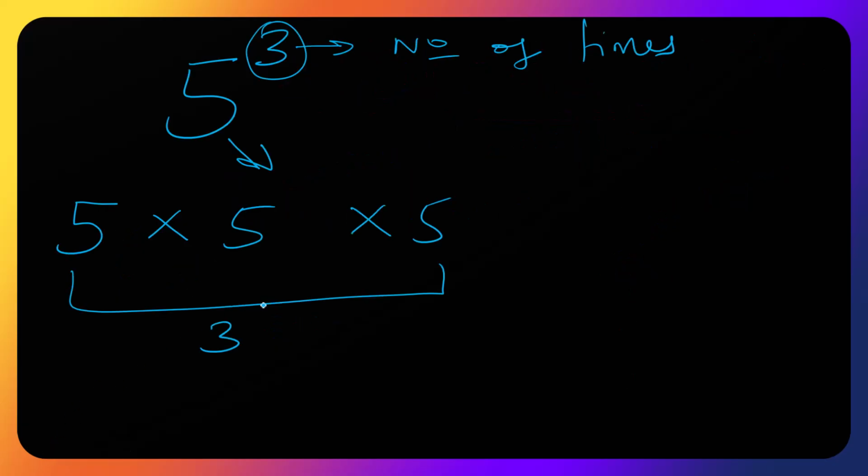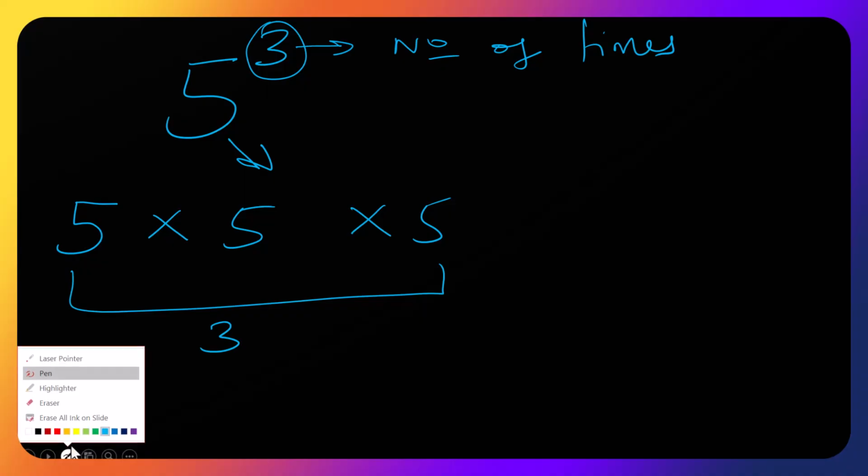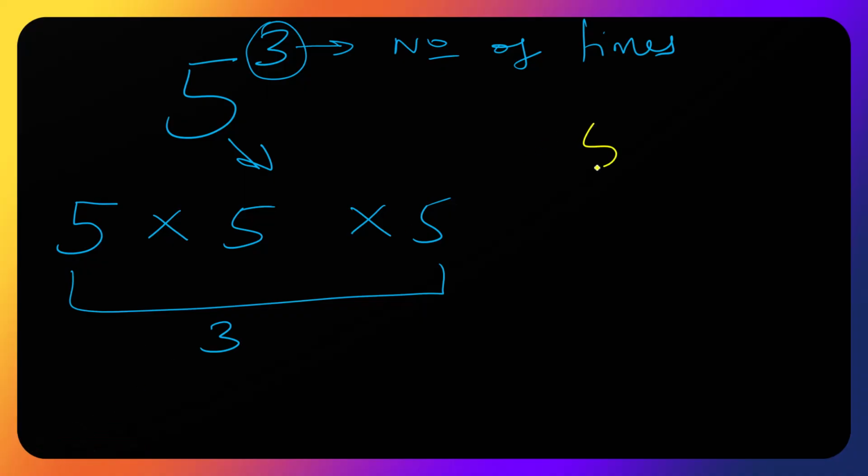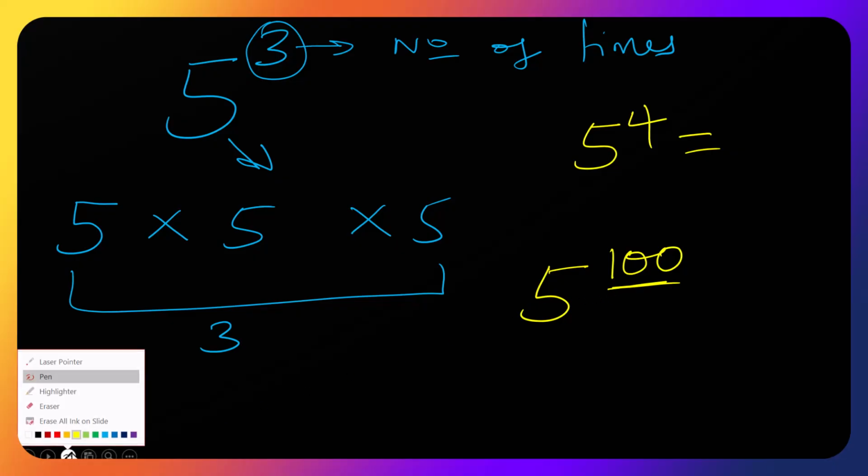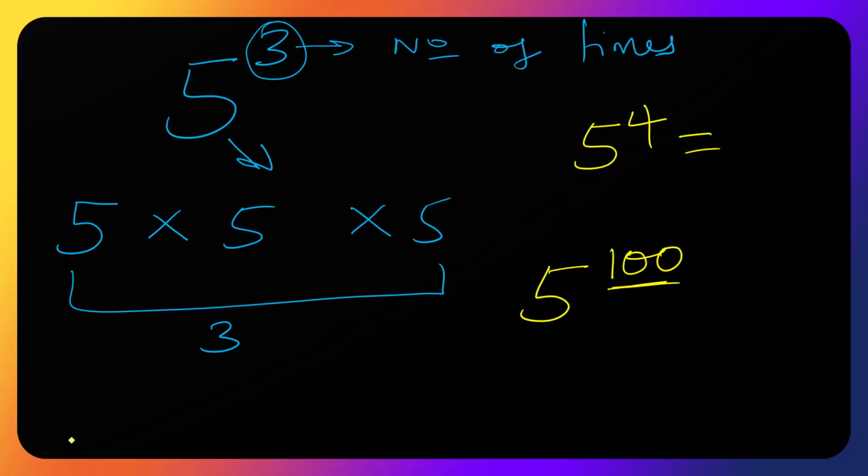So we can talk about so many examples. 5 to the power of 4 means 5 is multiplying itself 4 times, and what have you. If I write 5 exponent 100, it means 5 is multiplying itself 100 times. As simple as that. Now, before we can deal with so many examples under this topic, there are rules we need to follow.